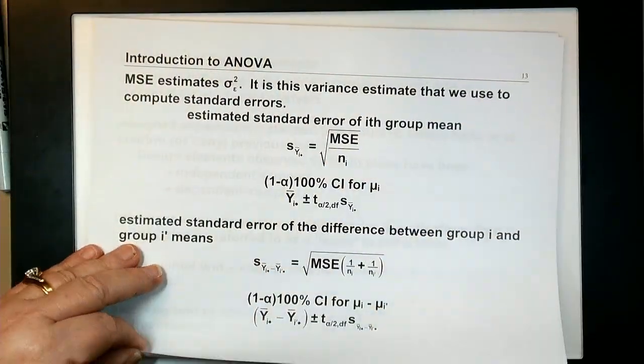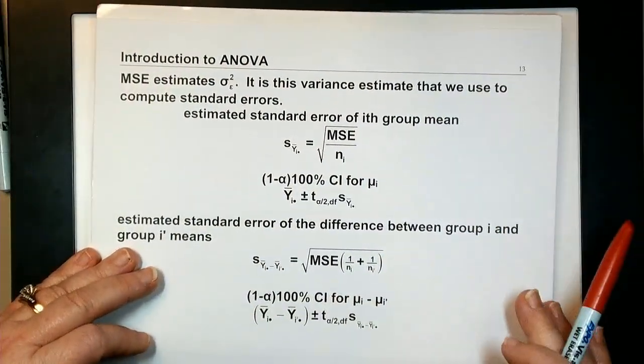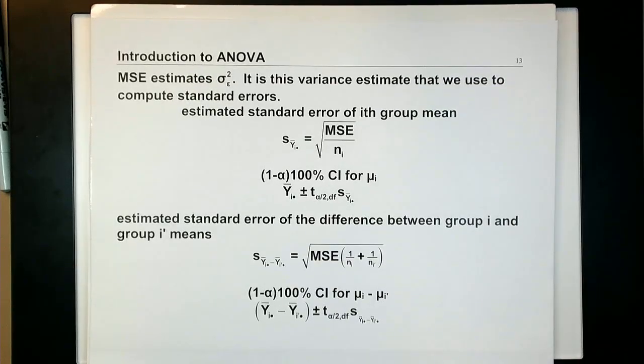Our mean square error estimates this sigma squared epsilon. It is this variance estimate that we use to compute standard errors, that is standard errors of the means and standard errors for the difference between means. The estimated standard error of the ith group mean would be variance divided by sample size, all under the square root. This is the same thing in 5013 when you computed a standard error of the mean. In English, I took the variance divided by the appropriate sample size and took the square root of the whole expression, right?